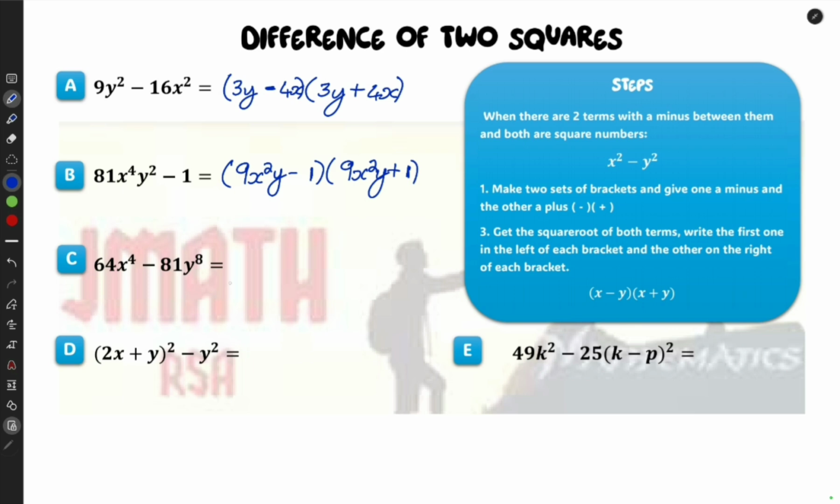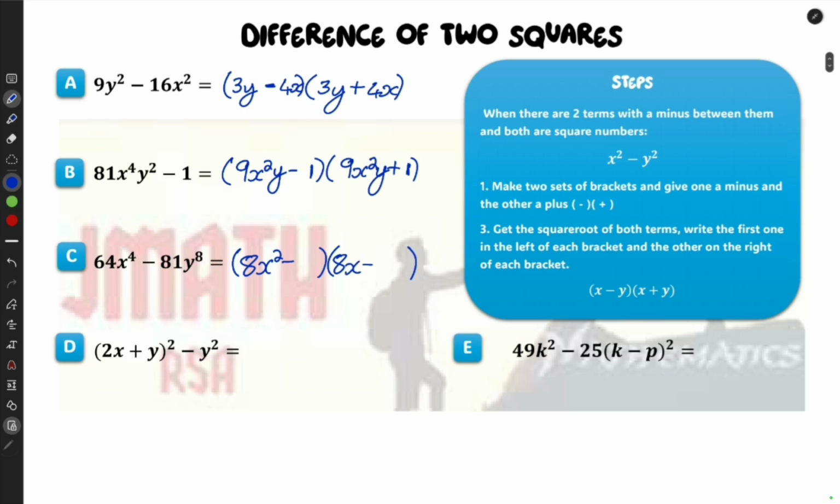With the next one, so bracket with a minus, bracket with a plus. This is 8x squared, and 8x squared. The second one, 9y to the power 4, 9y to the power 4. Okay, looks like I should be able to do difference of squares again, but 8 is not a square number, so I can stop right there.